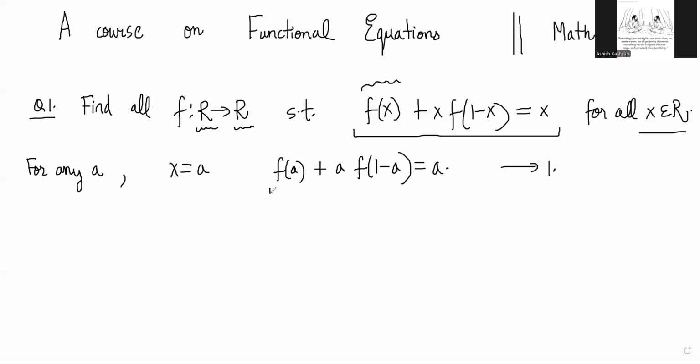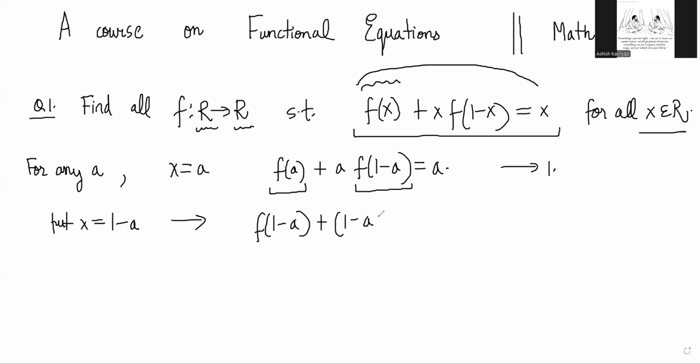And notice that you have variables like this. f of a is a variable and f of 1 minus a is a variable. These are unknowns for us right now, right? So it would be nice if we had another equation that connects these two unknowns and helps us find them. How can we do that? We can use the same relation since it is valid for all x being real. We can put x is equal to 1 minus a in the same equation, and you will get f of 1 minus a plus 1 minus a times f of a, because 1 minus 1 minus a becomes a, is equal to 1 minus a. And this becomes our second equation.